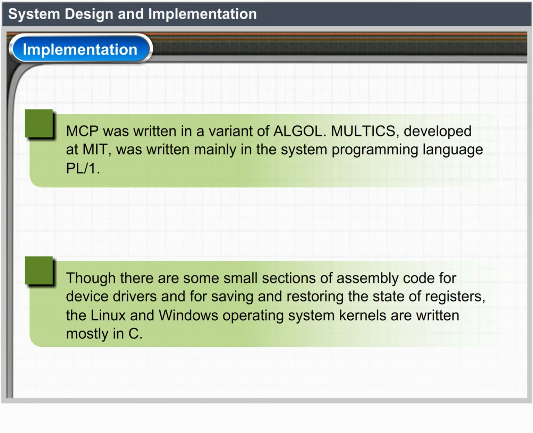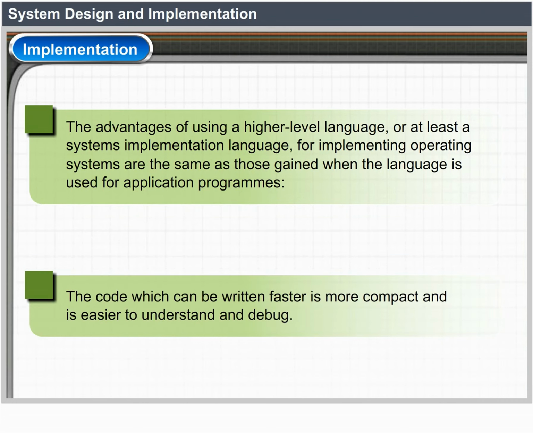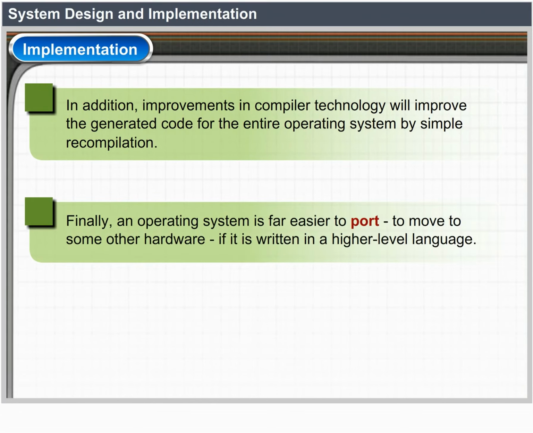The advantages of using a higher level language, or at least a systems implementation language, for implementing operating systems are the same as those gained when the language is used for application programs. The code can be written faster, is more compact, and is easier to understand and debug. In addition, improvements in compiler technology will improve the generated code for the entire operating system by simple recompilation. Finally, an operating system is far easier to port, to move to some other hardware, if it is written in a higher level language.